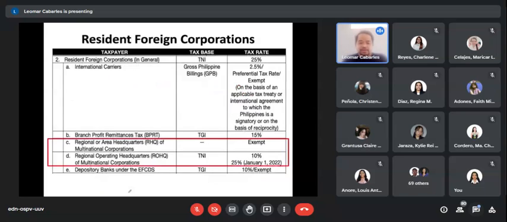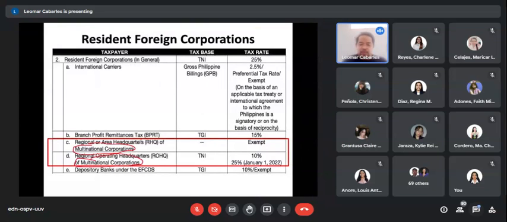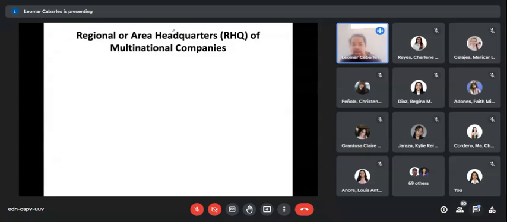Okay, so this time let's discuss itong dalawa. Applicable sa multinationals. When you say multinationals, meaning it's a company, a corporation, that operates in many different countries. At sa Pilipinas, pwede silang merong headquarter or operating headquarters. If it is a headquarter lang, hindi siya operating.